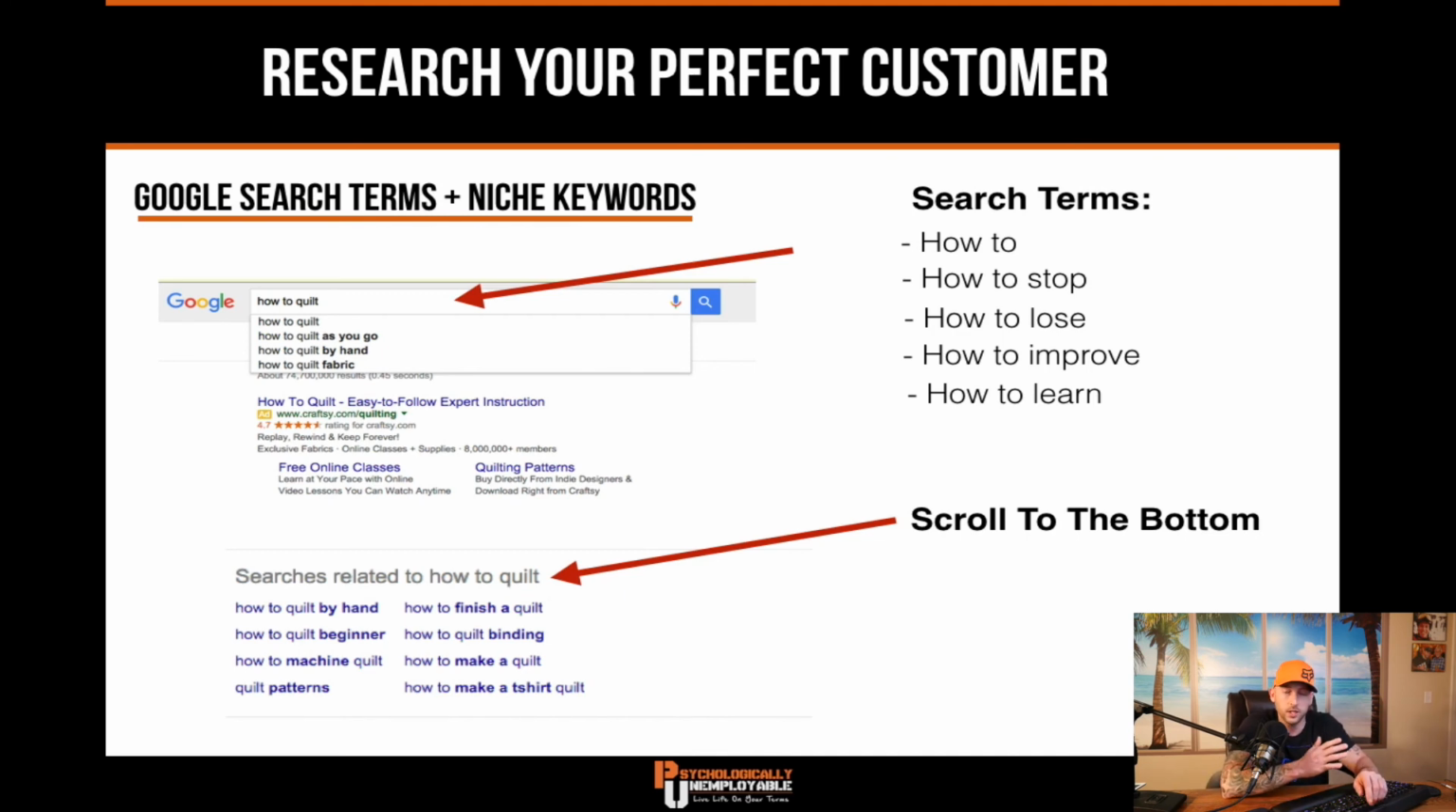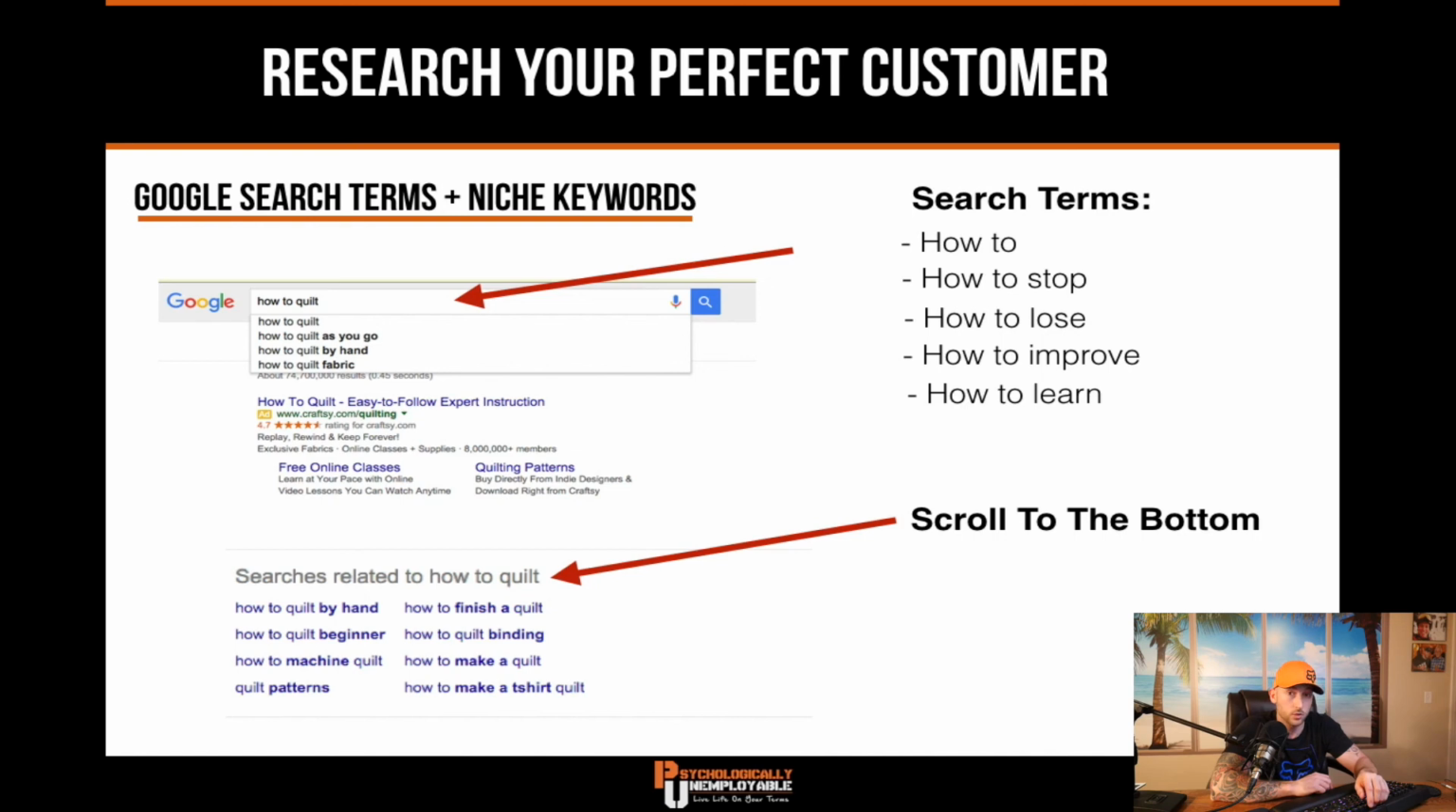And then what you do is on the end of those search phrases, you basically type in some of your keywords, like how to improve quilting, how to learn quilting, how to quilt. One of the great things is you notice right here I have how to quilt, and you'll see how to quilt as you go, how to quilt by hand, how to quilt fabric. All those are individual search terms.